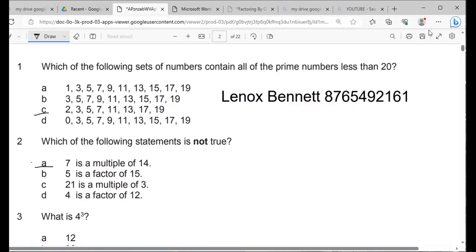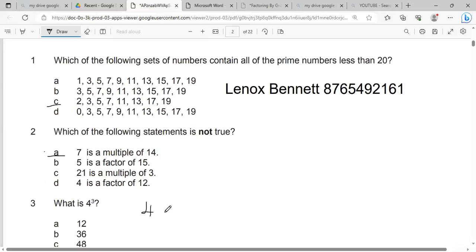All right, this one says 4 raised to the third power. Now this means 4 multiplied by 4 multiplied by 4. So that's 4 times 4 times 4. I'm not seeing the answer yet, but this should work out to 64.